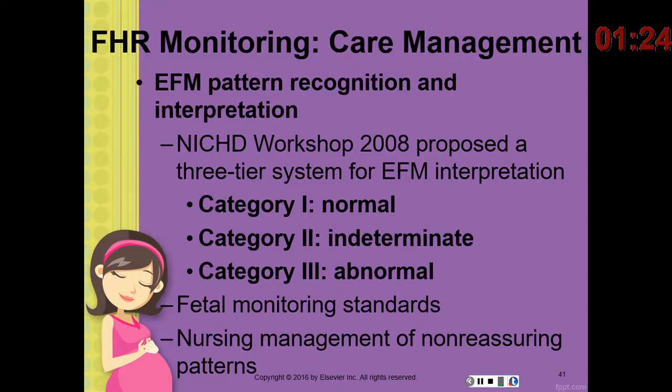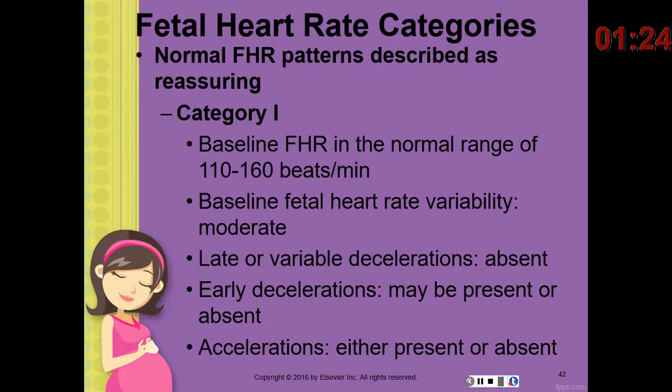It's like a lifetime of learning. But the categories are outlined in box 18-1 on page 411. And then we have to do intervention. If we see an abnormal pattern, we have to intervene immediately. And these are just more descriptions. So this is exactly what a category 1 is.